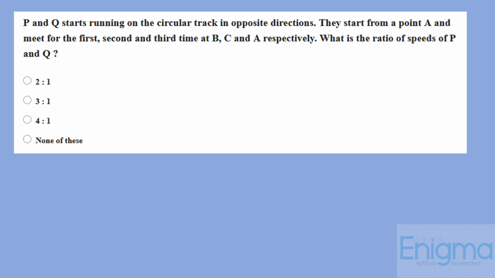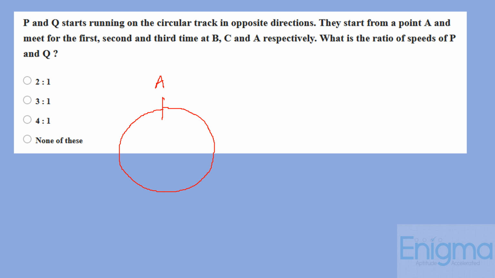P and Q start running on a circular track in opposite directions. They start from a point A and meet for the first, second, and third time at B, C, and A respectively. What is the ratio of speeds of P and Q? Okay. Now let's first draw a circular track. This is the starting point A. Now we have to find out the ratio of speeds of P and Q.